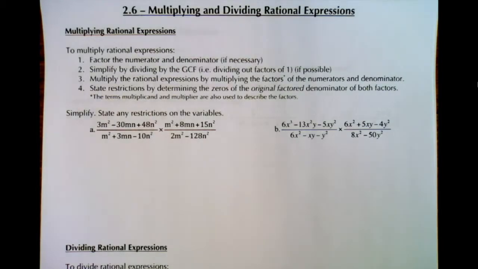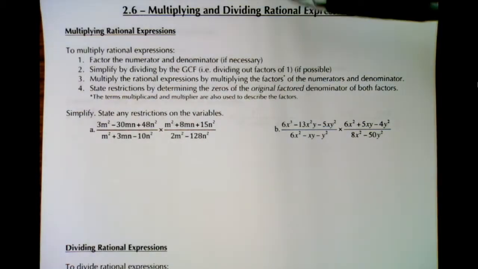Okay, this is lesson 2.6, multiplying and dividing rational expressions. To multiply a rational expression, it's very much like just multiplying fractions. You multiply across the top and across the bottom. But what makes it slightly more complicated is that when it's a rational expression, the first step is to factor, so you can see which factors you can simplify.